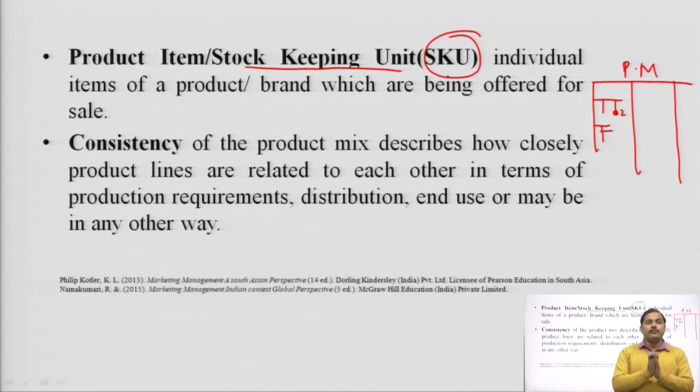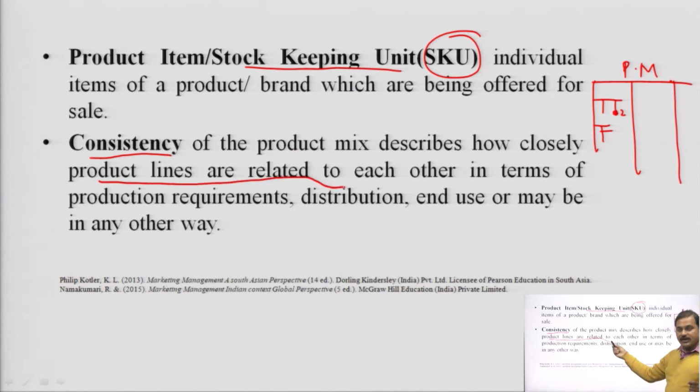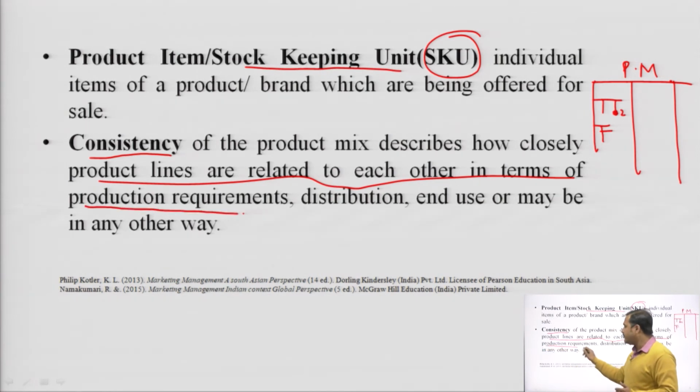Suppose I have 2 to 3 product lines, as I have taken as an example here: hair care, skin care, or laundry care. How much consistency, that means how much the product lines being offered by an organization are related to each other, and on what parameters should they be related to one another? That is what we are discussing in terms of production requirement. That means, if I am offering 2 different product lines, are they related to one another in terms of the kind of products and how they are being manufactured?